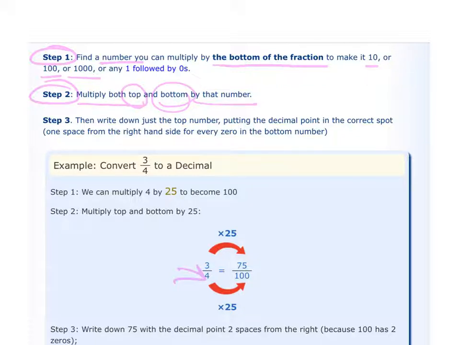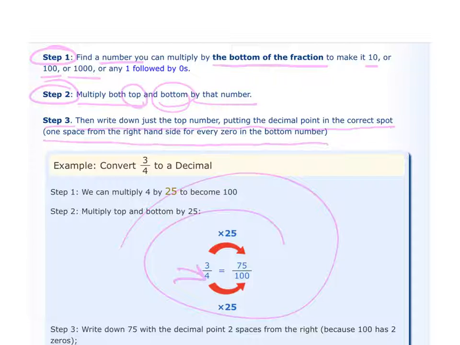And then lastly, we have to write down just the top number, putting the decimal point in the correct spot, which is one space from the right-hand side for every zero in the bottom number. For example, right here below, we have the conversion of 3/4 into a decimal. So to do this, we can multiply 4 by 25.